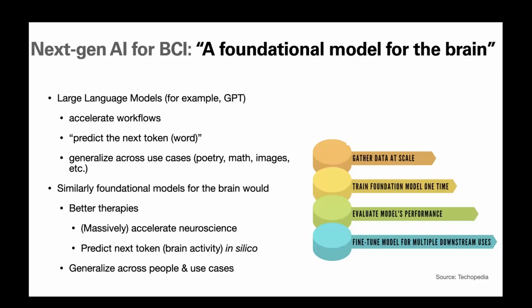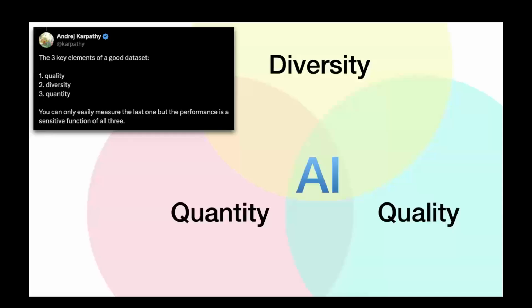This is the same sort of idea: accelerating neuroscience, predicting what's happening in silico, and then generalizing across people, in this case like the MindEye paper, and eventually across use cases. So this is where the field is starting to head, but I wouldn't say that we're there yet.